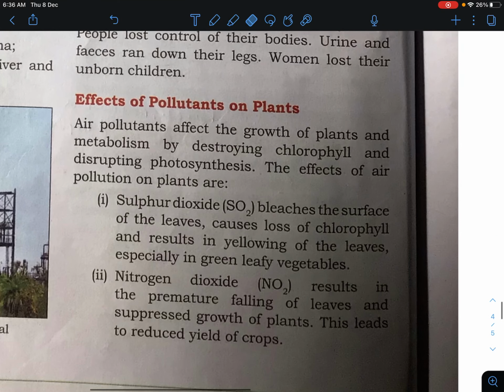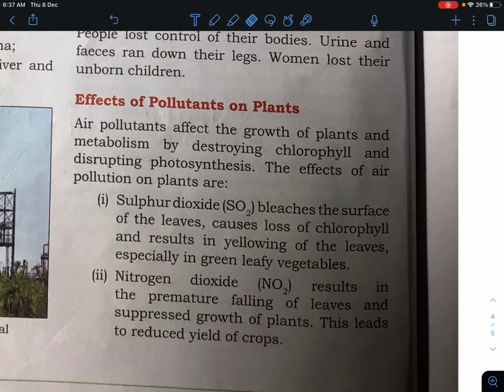Second one is the effect of pollution on plants. Air pollutants affect the growth of the plant and the metabolism by destroying the chlorophyll and disrupting photosynthesis. How is it going to affect? First, it affects the growth of the plant and the metabolism by destroying the chlorophyll and disrupting photosynthesis. The effects of air pollution on plants are: first one is sulfur dioxide.